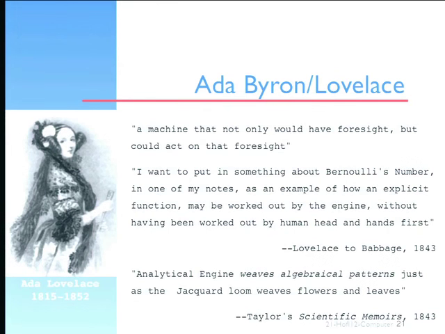It was a machine, as she said, that not only would have foresight, but could act on that foresight. It would know where it would want to go, and it could change its own pattern. It could regulate itself as to where it would go. "I want to put in something about Bernoulli's numbers in one of my notes as an example of how an explicit function may be worked out by an engine without having been worked out by a human head and hand first." So it wasn't simply doing what we had told it to do, it was doing things that we in many ways couldn't do. And she saw the connection with Jacquard. Both of them are weaving in a way. One is weaving numbers, and the other is weaving material, but it's the same idea: if you can program it to do this pattern of weaving, it will go off and look after itself.